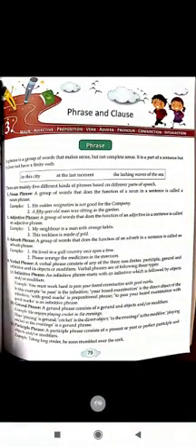Hello students, today we are going to start a new chapter in English language, chapter number 13, phrase and clause. Okay, first one is your phrase.